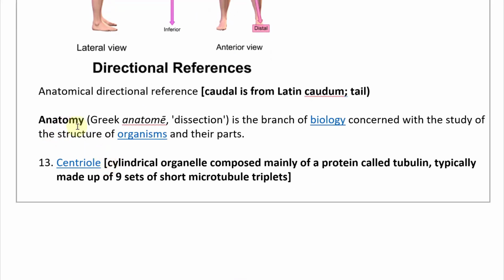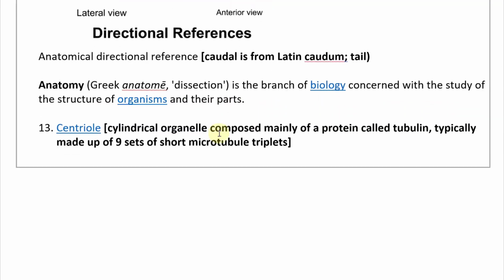And anatomy, from Greek anatomē, or dissection, is a branch of biology concerned with the study of the structure of organisms and their parts.